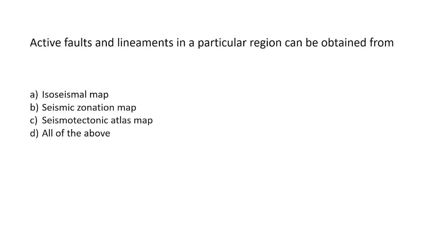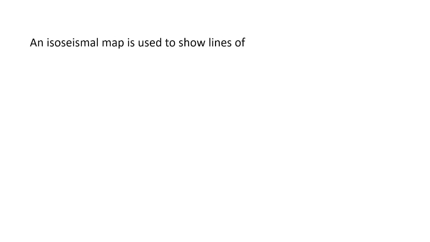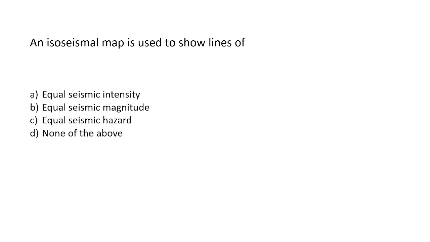Okay, this question we have seen. Next is: the isoseismal map is used to show lines of... See, from the word we can see that it is iso, this means there will be something equal, right? So the isoseismal map is used to show lines of what? What do you think?